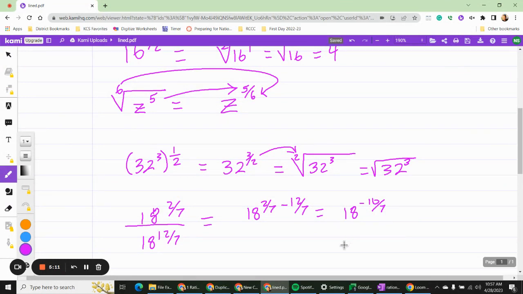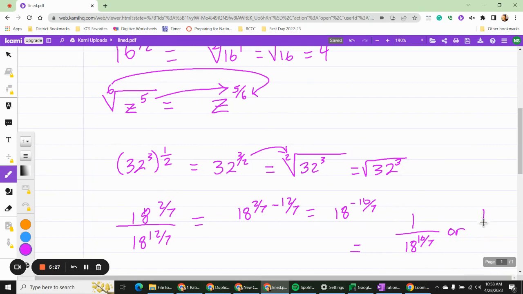Now, I can rewrite this with a positive exponent. I could write it as 1 over 18 to the 10 over 7 power. And if I want to write it with a fraction exponent, I could also write it as 1 over the 7th root of 18 to the 10th power. We can simplify this and work with this further, but these are the big ideas for right now.